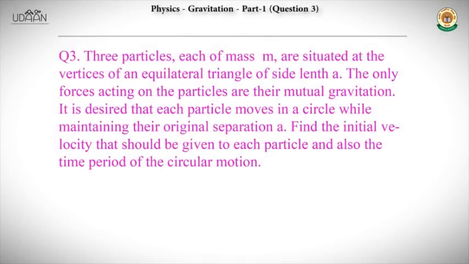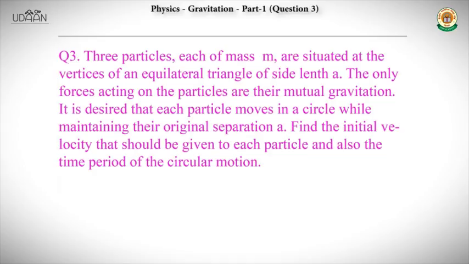Guys, the third question for us is, there are three particles each of mass m. They are situated at the vertices of an equilateral triangle of side length A. The only forces acting in this case are their mutual gravitation. It is desired that each particle moves in a circle while maintaining their original separation A. Find the initial velocity that should be given to each particle and also the time period of their circular motion.